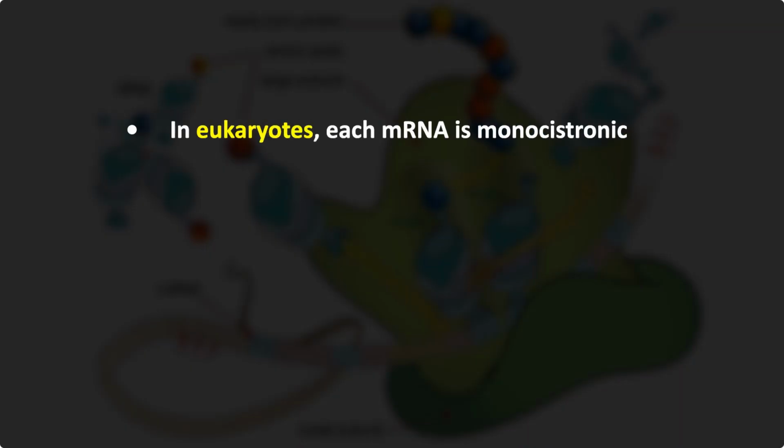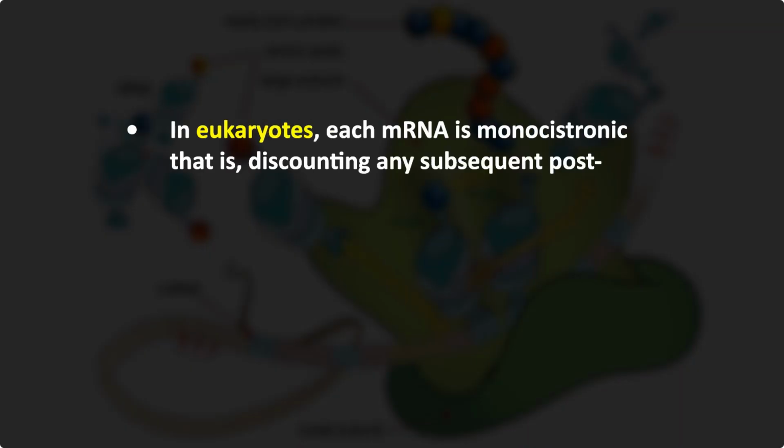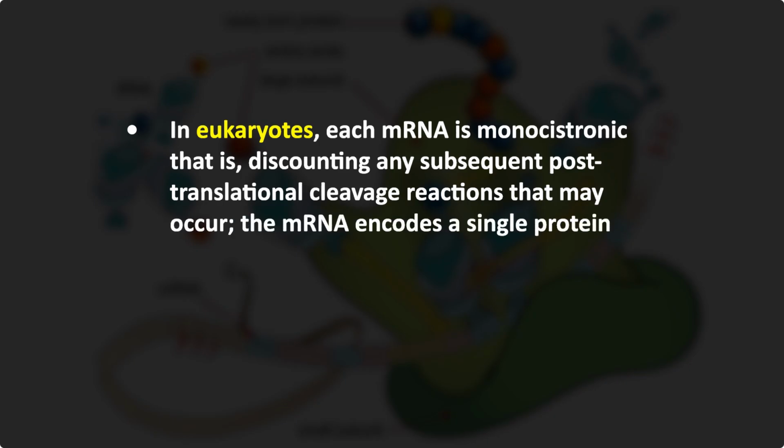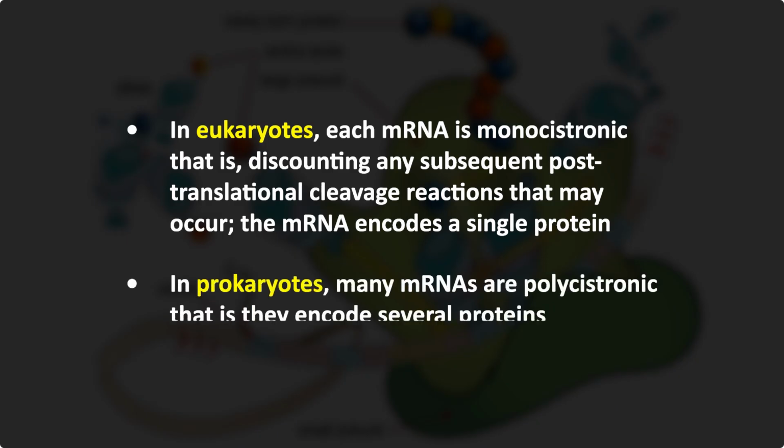In eukaryotes, each mRNA is monocistronic, discounting any subsequent post-translational cleavage reactions that may occur. The mRNA encodes a single protein. In prokaryotes, many mRNAs are polycistronic, that is, they encode several proteins. Each coding sequence in a prokaryotic mRNA has its own initiation and termination codons.